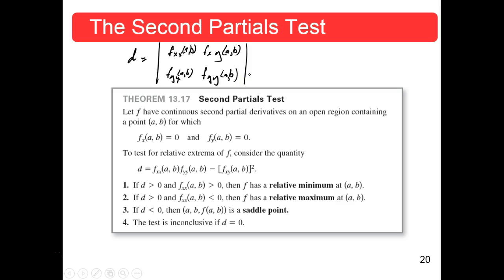Okay, and that determinant would be the product here, the downward product, which would be f sub xx at (a, b) times f sub yy at (a, b) minus f sub xy squared at (a, b). Because these two are equal to each other, it doesn't matter which order you write the partials. Okay? And that would give you exactly that phrase.